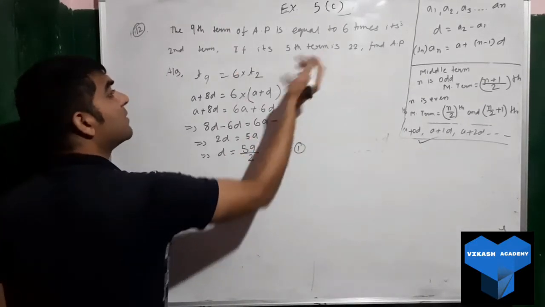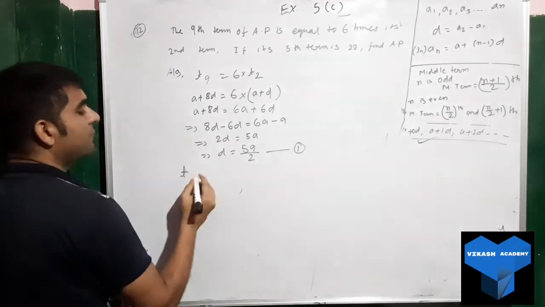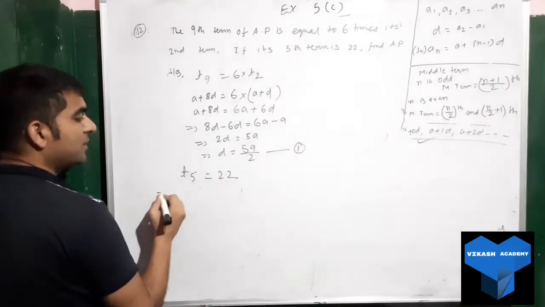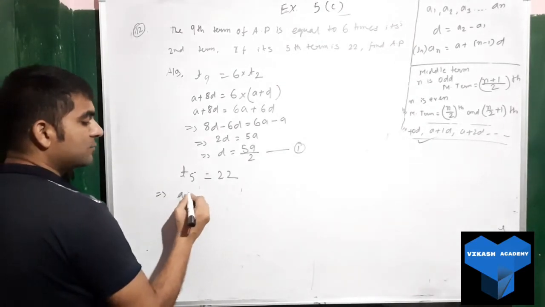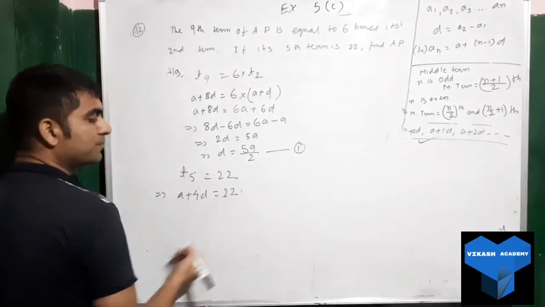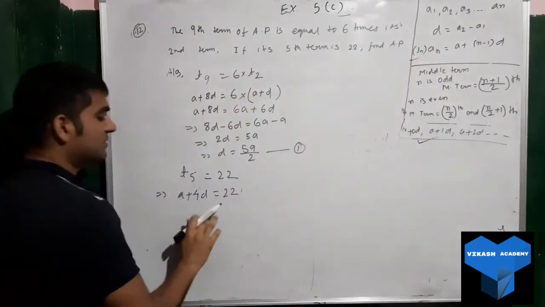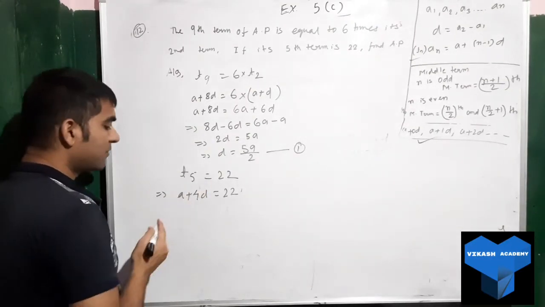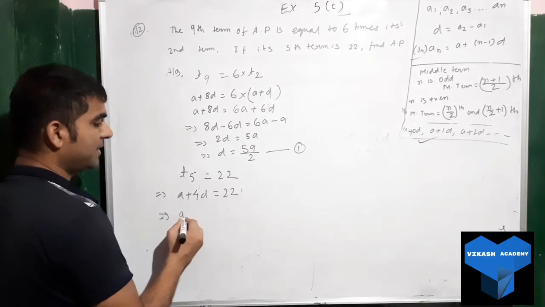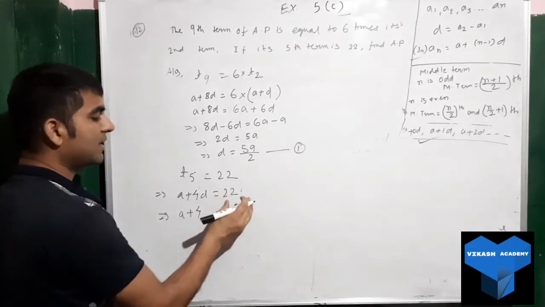Now, if its fifth term is 22, write down T5 or A5 is 22. For T5 we know the formula, everyone: A plus 5 minus 1, that is 4D, equal to 22. We are using that formula and getting the next term directly. Okay, you can use that formula. So now A will be A, 4 will be 4. Put this D value here and get the value of A.